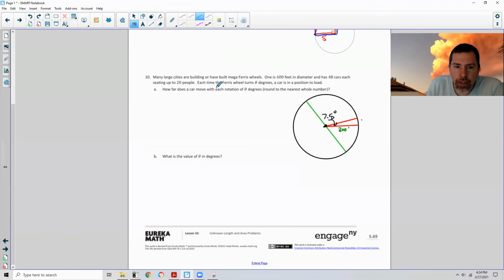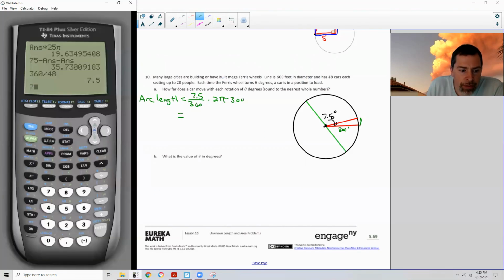How far does a car move with each rotation? So what they're asking for is the arc length. So arc length equals theta over 360 times 2 pi r. Okay, so the arc length is going to equal 7.5 divided by 360 times 600 pi.